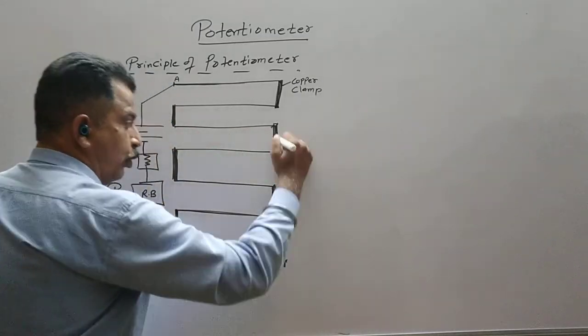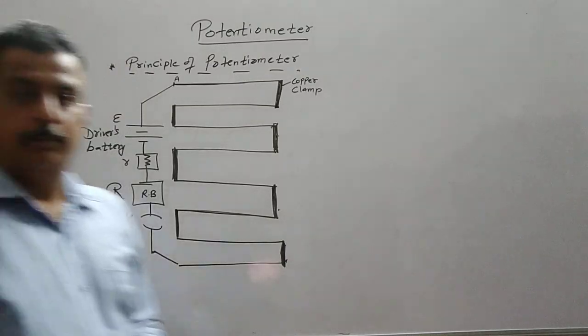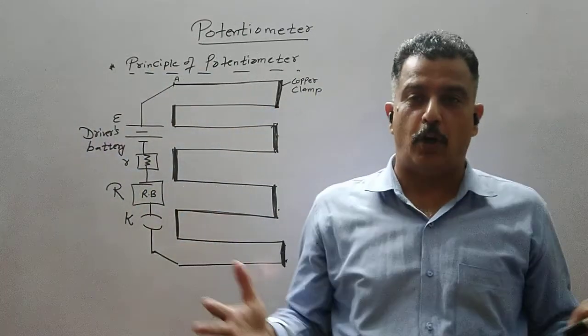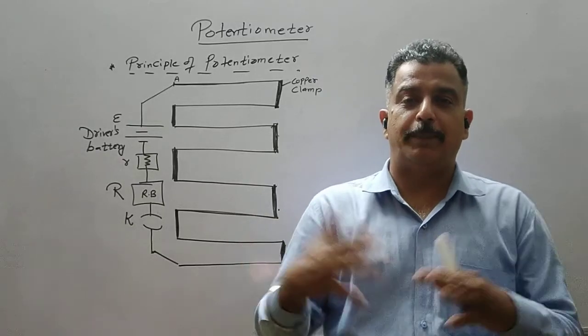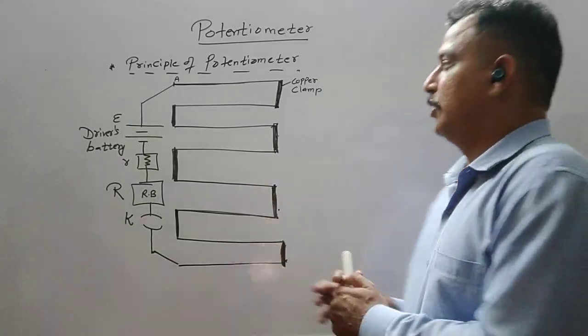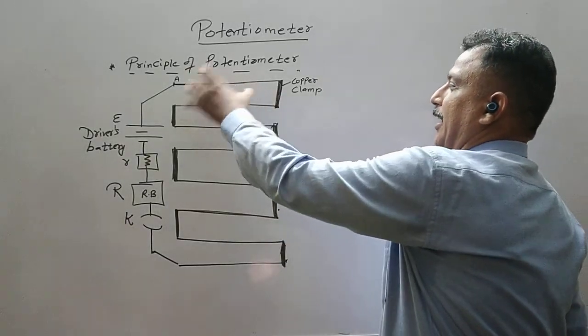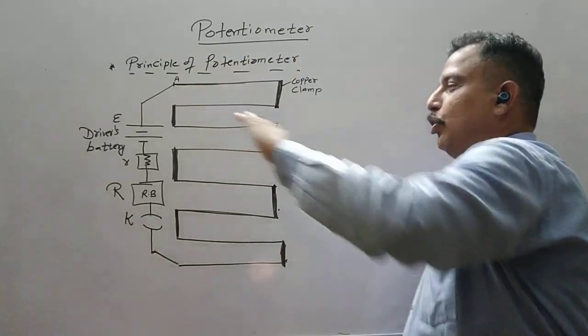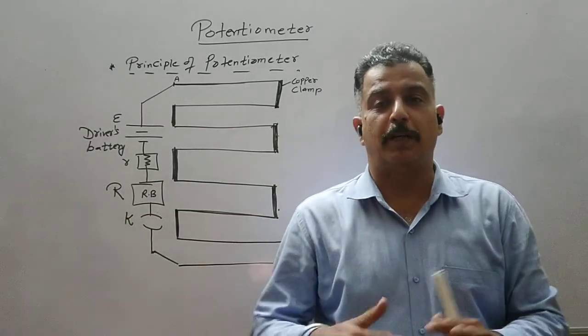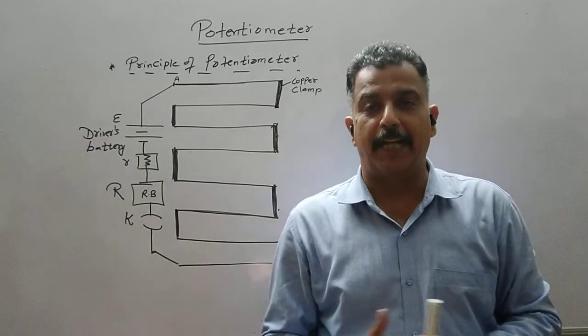So this dark portion is a copper clamp because the wire is very long and it can become loose with the passage of time. So a small wire is clamped at a specific distance so that the wire does not become loose and it remains tight.